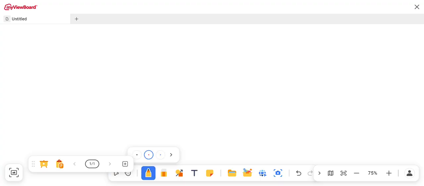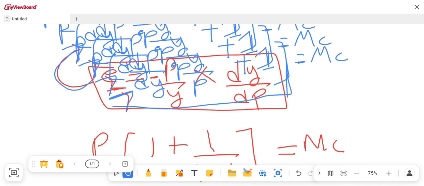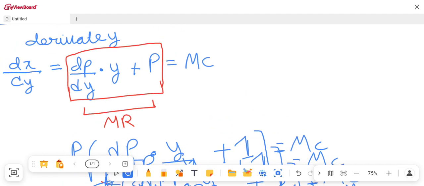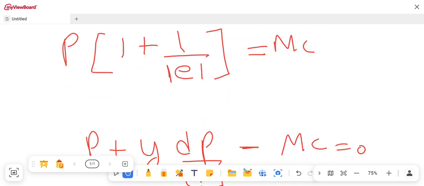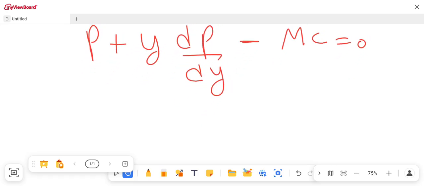Yeah. So the equation was P plus Y dP upon dy minus the marginal cost equals 0. This is after the derivative. Okay, this was the equation and we took minus MC to the right side where it becomes positive. Now we are going to solve.